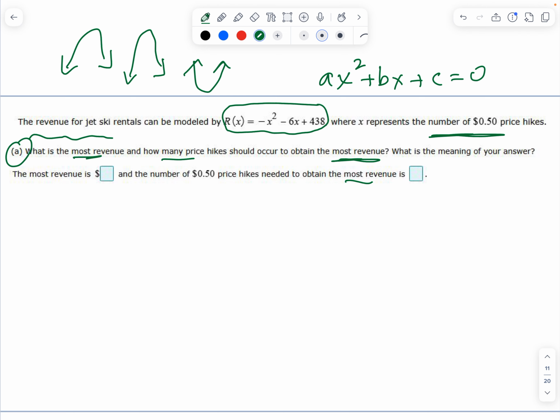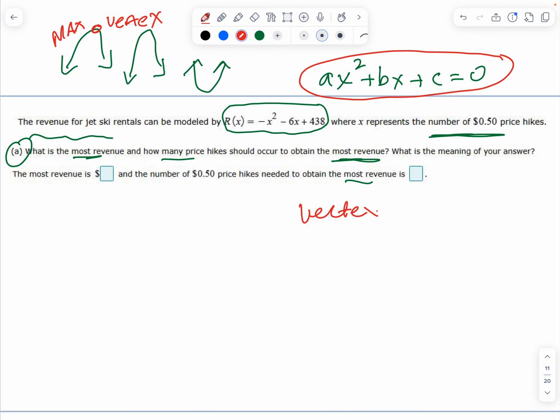All right, so when we're looking for the most revenue, we're looking at something called the max or the vertex. When we look for the max or vertex and we have an equation written in standard form, our vertex is going to be x comma y, right? That's a coordinate. Your x coordinate can be found by doing negative b over 2a. And once you find your x coordinate, you can plug that in and get your y.